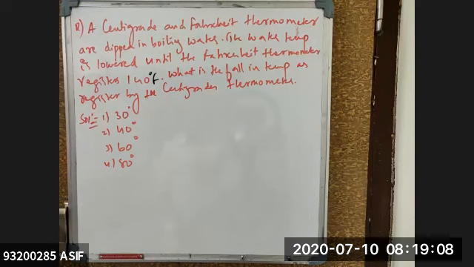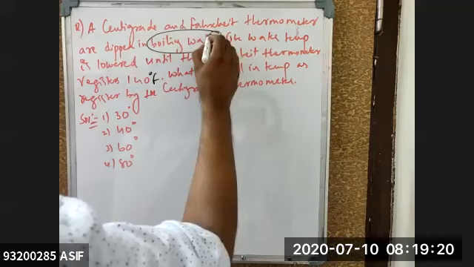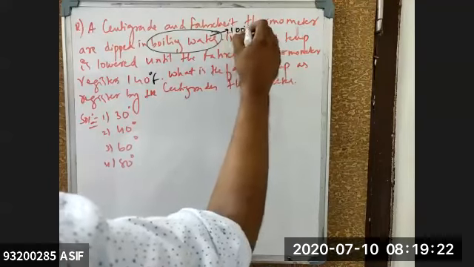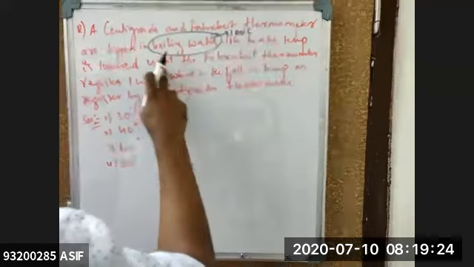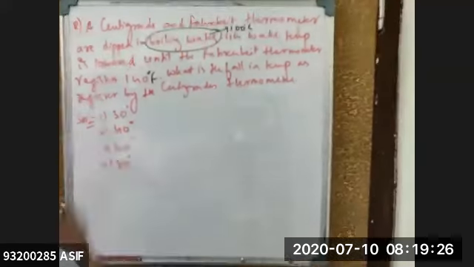Centigrade and Fahrenheit thermometer are dipped in boiling water. Boiling water temperature is how much, beta? Boiling water temperature, 100 degrees. This will be your Celsius. Boiling water will be at 100 degrees centigrade. The water temperature is lowered until the Fahrenheit thermometer registered 140.